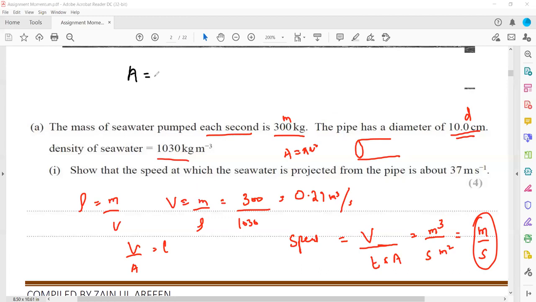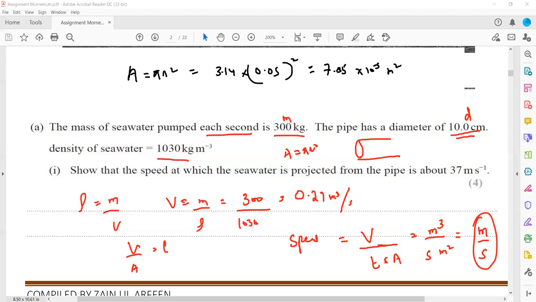So area is equal to pi r squared, where pi is 3.14, and the radius, since this is a diameter, will be 5 centimeters. But that is in centimeters, and we have to convert it into meters, so 0.05 squared. So 3.14 multiplied by 0.05 squared, what is the result? Answer. That will give us the area, which is 7.85 times 10 to the power minus 3 meters squared.